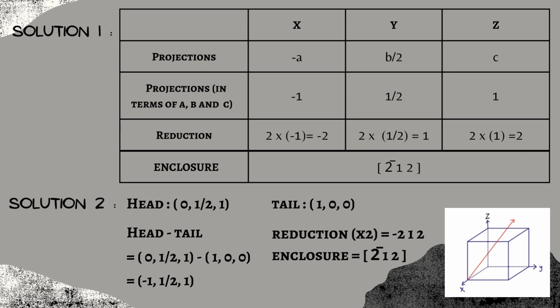Second method is to find the coordinate of the arrow head and tail first. Next, find the difference of head and tail and get negative 1, 1 over 2, 1. Last, multiply the answer by 2 with brackets.